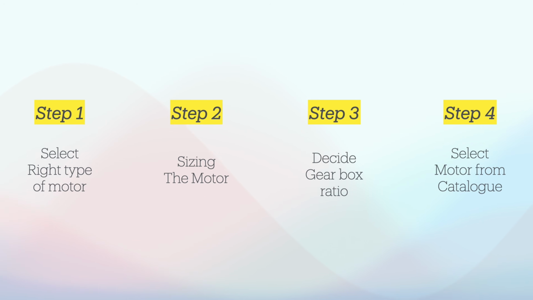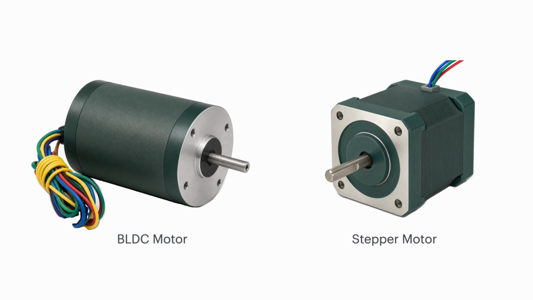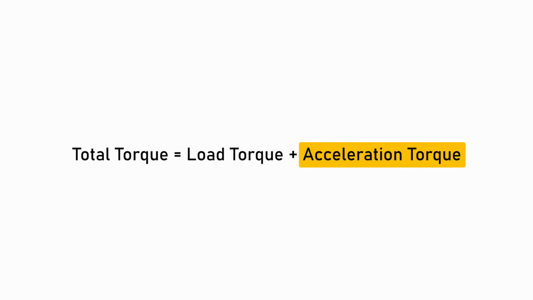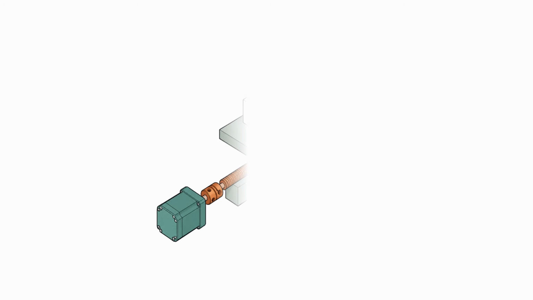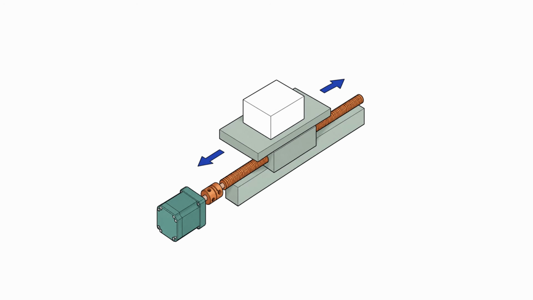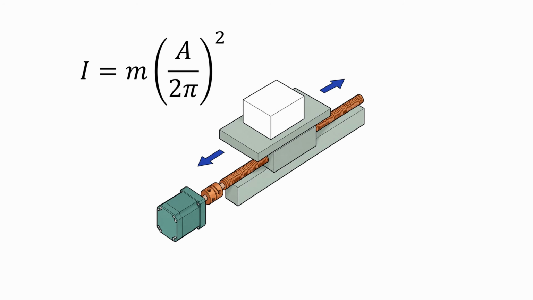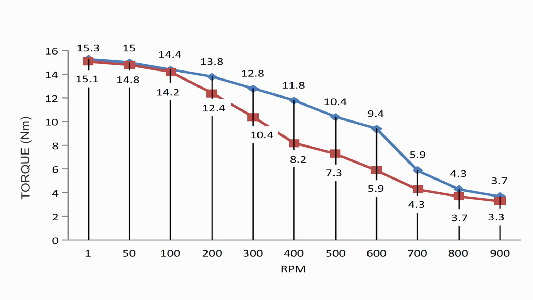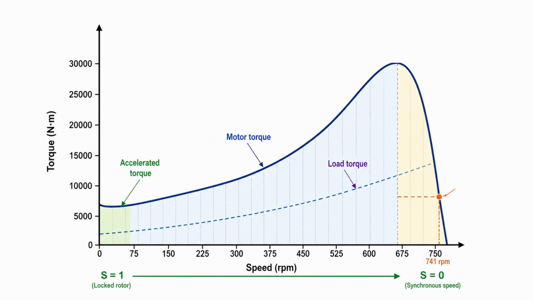And if any of these steps are not done properly, it often leads to incorrect motor sizing. For example, beginner engineers often select the wrong type of motor. Senior engineers often ignore acceleration torque or the linear motion inertia calculation, which leads to incorrect motor sizing. And many engineers don't even properly understand the motor data sheet.